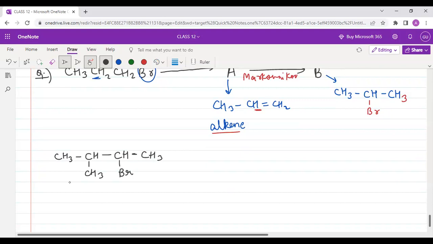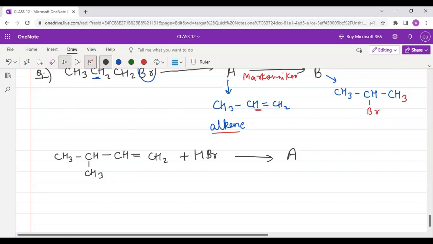So now you have this compound CH3, CH3, CH double bond CH2. And you have to react it with HBr. So here you have an alkene, right? And you have the reaction with HBr. So which rule will be followed here?